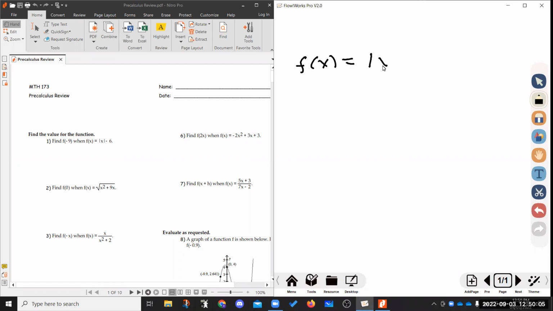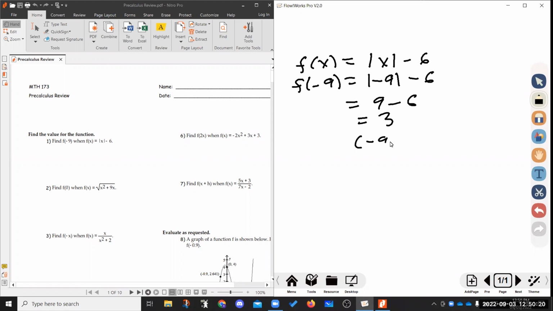Starting off here, we're going to find f of -9 when f of x is equal to the absolute value of x minus 6. So f of -9 is going to be the absolute value of -9 minus 6. That is 9 minus 6, which is going to be 3. That means that there's a point on the graph, (-9, 3).